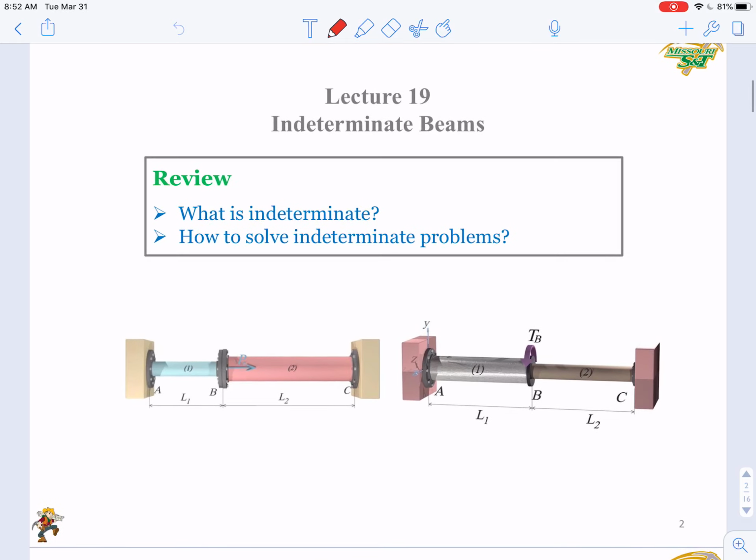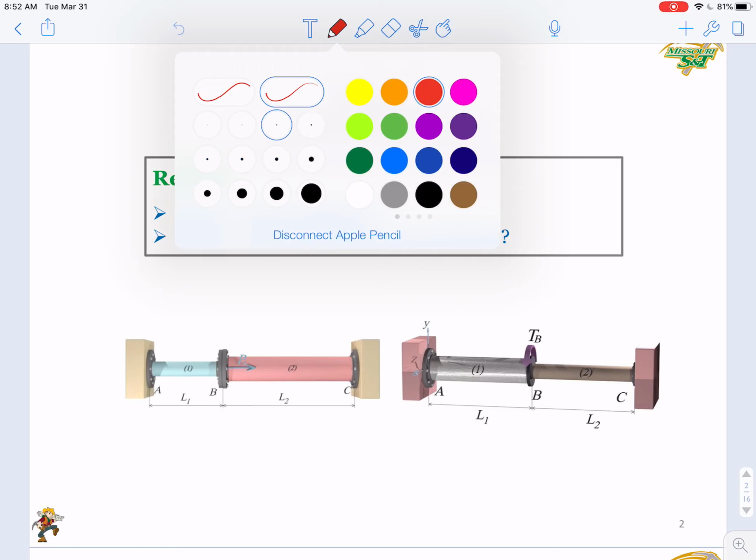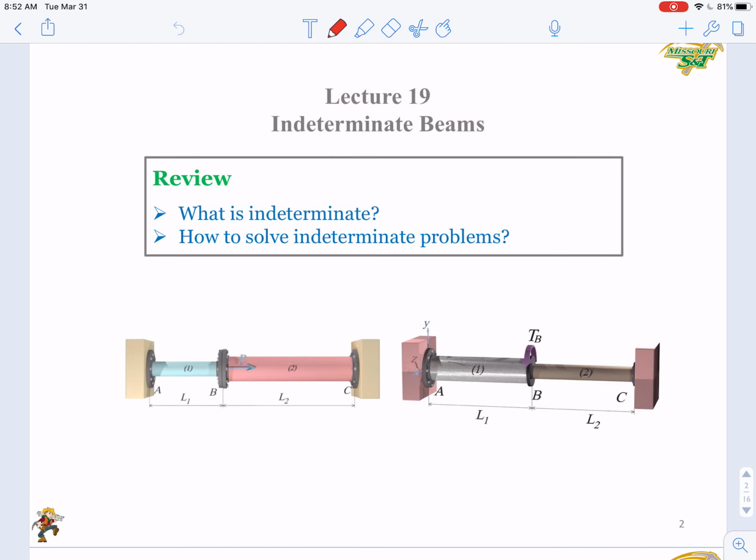The left one is an indeterminate axially loaded system. In this example, you can see that you have two bars connected to each other while they are fixed at two ends. If you remove any one of them, this is a determinate problem, right? If you remove the left restraint, you can simply solve it. There's no internal force in bar 1, and in bar 2, the magnitude of internal force equals P. So it's simple to solve.